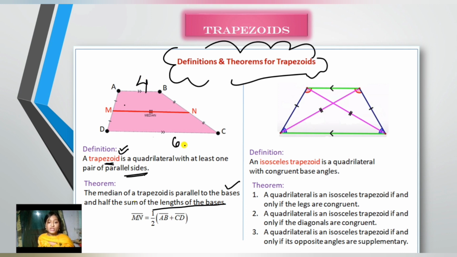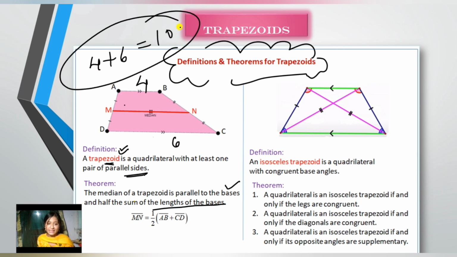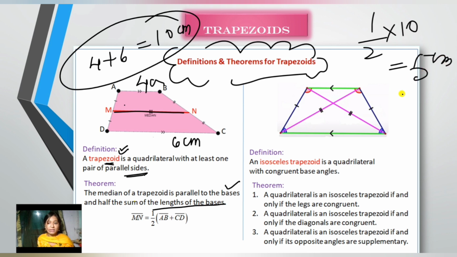Let us take AB as 4 centimeter and CD as 6 centimeter. You know very well, to find the median you have to add these. 10 centimeter will be the sum of the lengths. Now to find the median of the trapezoid, you have to find half of it. So MN will be equal to half of 10 centimeter, that is 5. It means that the median of the trapezoid is 5 centimeter. So this is how we will do mid-segment questions. These questions come under mid-segment questions of trapezoids.